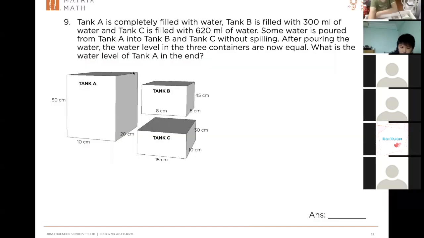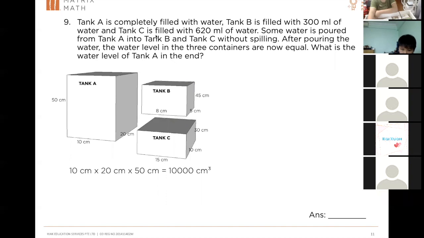So the way to solve this kind of question is, you must first identify how much water you are dealing with. That's the first step. Look at tank A. Tank A is completely filled with water. Completely filled with water means the volume of the water is equal to the volume of the tank. So the volume of water in tank A will be just the dimensions, 10 times 20 times 50, of tank A. You get 10,000 cubic centimeter.